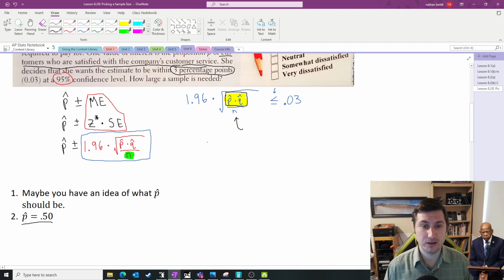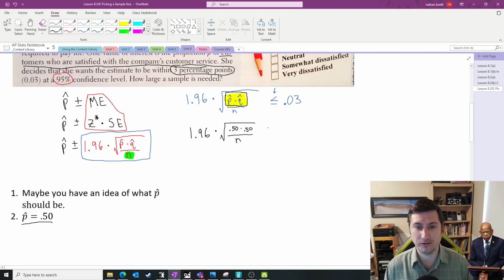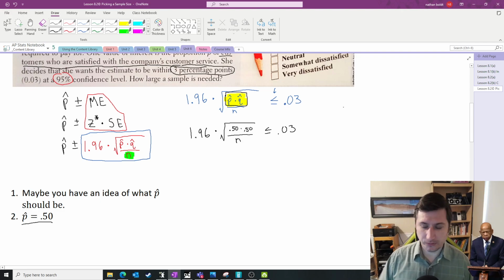So to be safe, we just use 0.5 as our possible p hat. Okay? So what happens to this equation? Let's do some algebra. So 1.96 times the square root. In the top, we're going to have 0.50 times 0.50 divided by the sample size. Hey, look at that. We now have an algebra equation with only one variable, which means we can solve this.